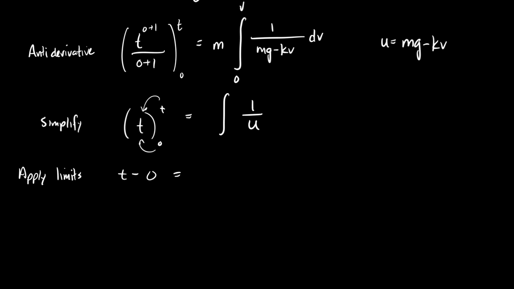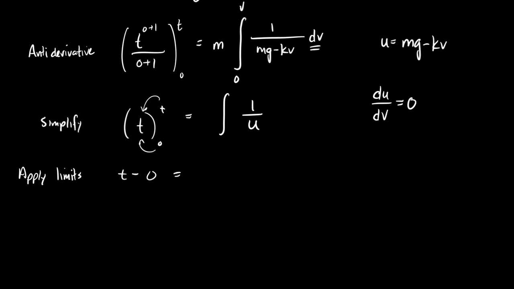The problem is I can't change just the function because I'm taking the derivative with respect to dv. So I need to replace dv at the same time. To do that, I have to take the derivative of du with respect to my functional variable v. So I need to find du dv. Well, the derivative of mg, which is a constant, is 0. Right? None of those function variables have v in it, so the derivative of mg is 0.